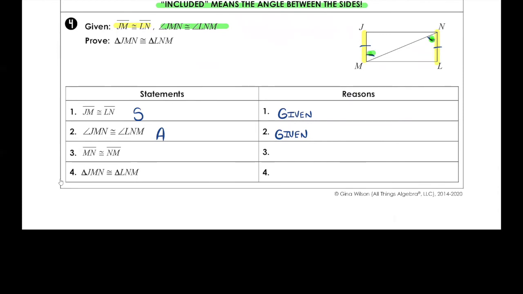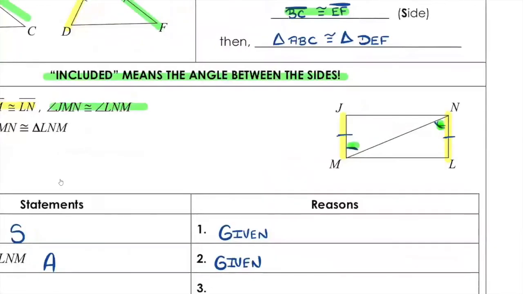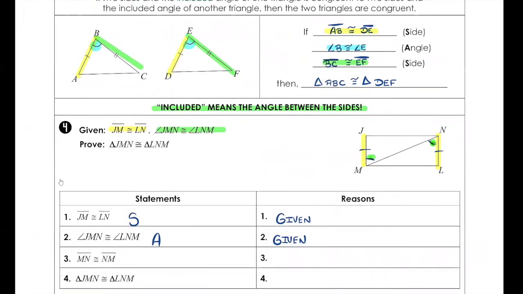MN is congruent to NM. How do we know? They just rewrote it around. Why is it congruent? Because they equal the same thing. But why do they equal the same thing? Nope. They have the same line. It's the same line. What do we call it when it's the same line?